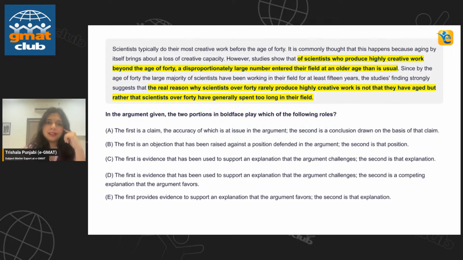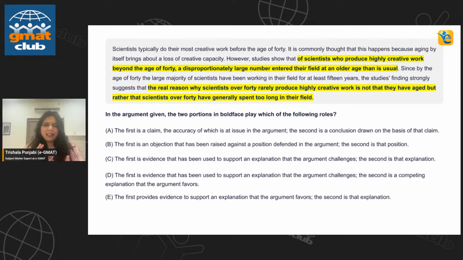If you look at this, it says that scientists typically do their most creative work before the age of 40. So that is kind of like an observation. That is something which normally happens, right? And the entire argument is to basically figure out what exactly is happening. Why is that happening? Okay. Then there are two schools of thought. The first school, it is commonly thought that this happens because aging by itself brings a loss of creative capacity.